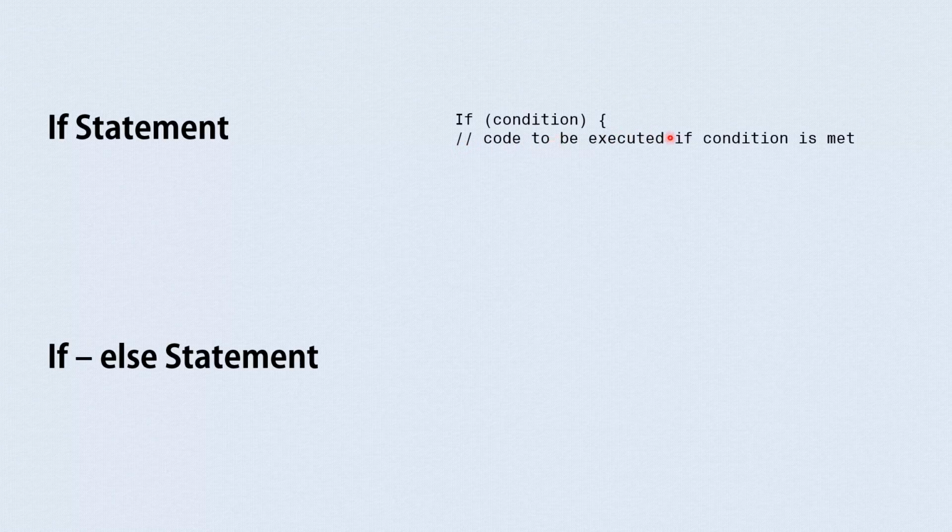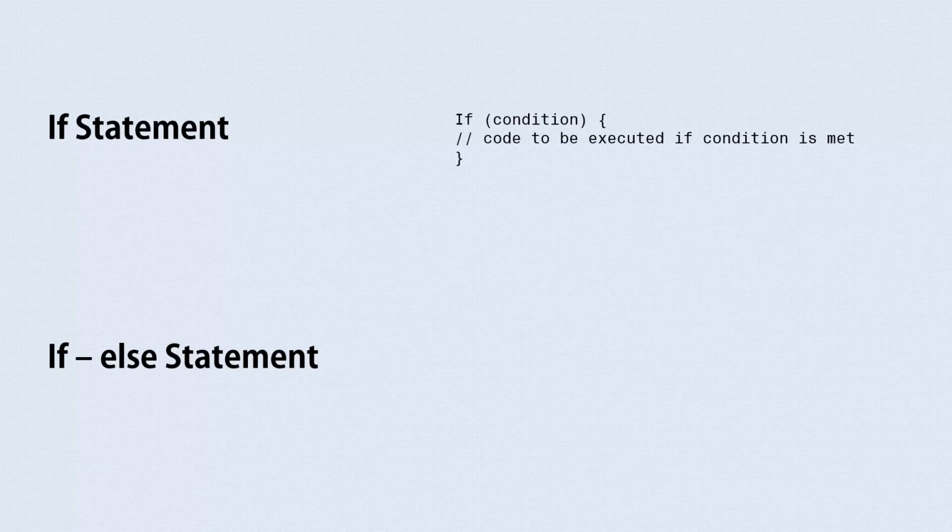The code we are writing here is going to be executed if the condition we wrote inside this bracket is met. Then we close the function with a curly bracket, and that's it for the if statement.